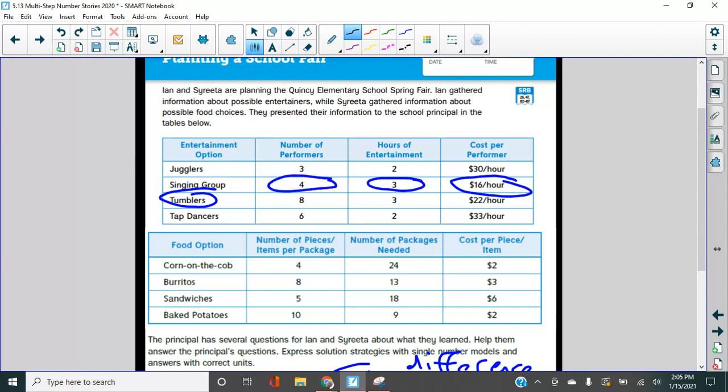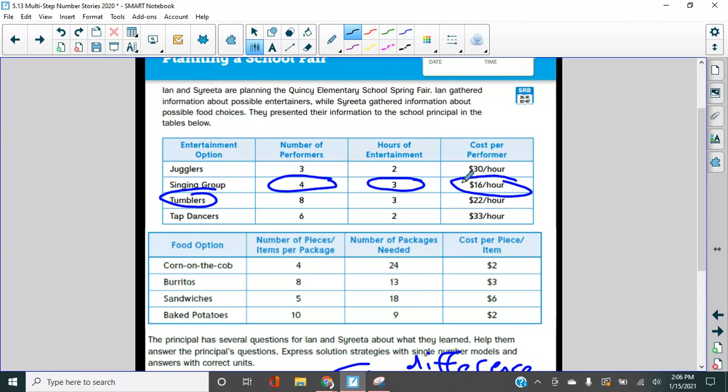So I know, is this going to be cheaper than the tumblers or more expensive? It's going to cost less, right? How do we know it's going to cost less? Okay, well, you might have said there's less performers. You might have said they charge less. Either way, that's going to work.